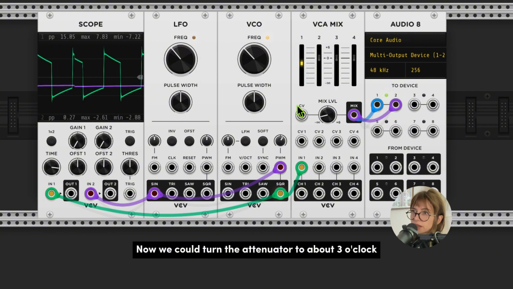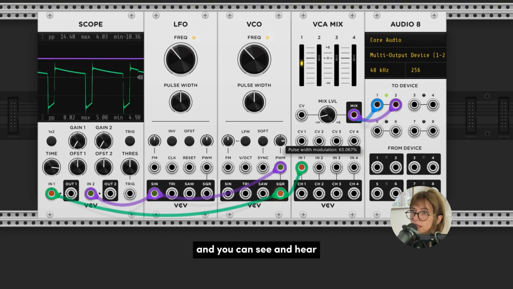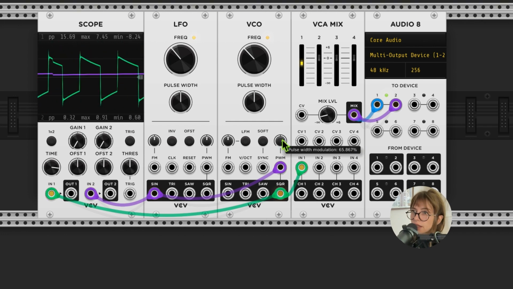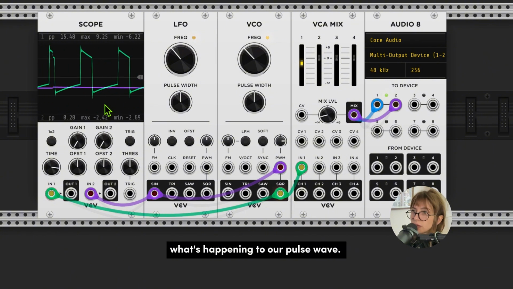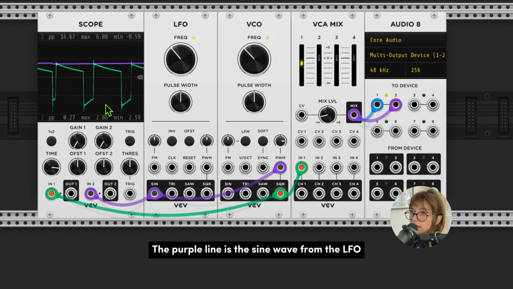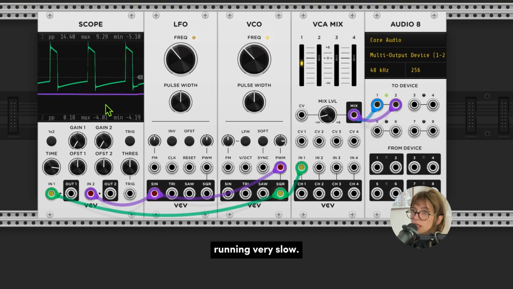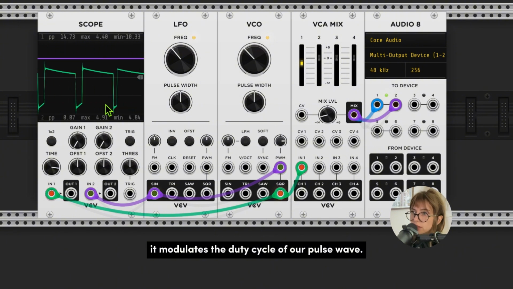Now we could turn the attenuator to about 3 o'clock, and you can see on the oscilloscope what's happening to our pulse wave. The purple line is the sine wave from the LFO running very slow. As it goes up and down in voltage range, it modulates the duty cycle of our pulse wave.